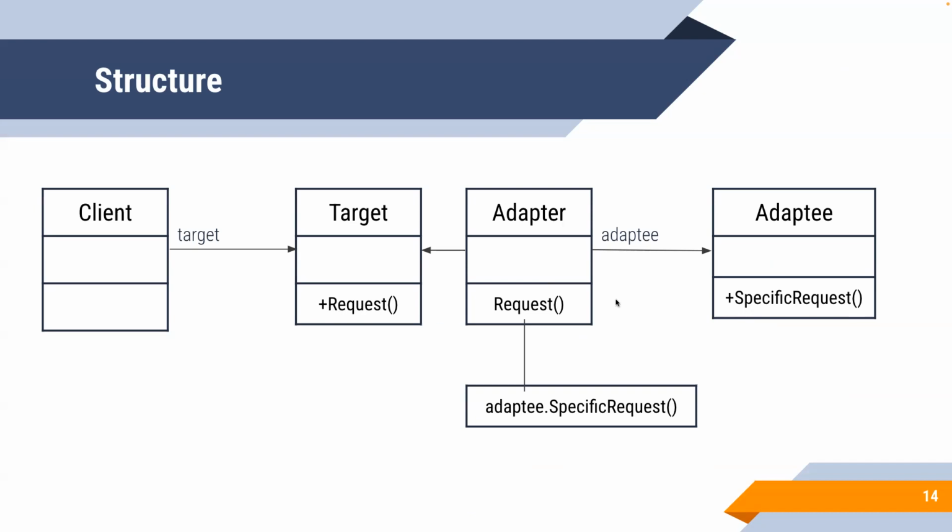So how are we going to do that using specific request? Well, basically within this request method, the adapter is using adaptee.specificRequest. So we're just wrapping it in the request method so that the client thinks that whatever this adaptee is has that request method, but under the hood, it's actually just this specific request. So the adapter is just wrapping it and boxing it up so that the client is satisfied with it.